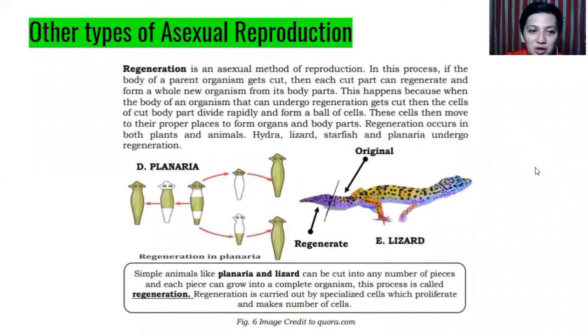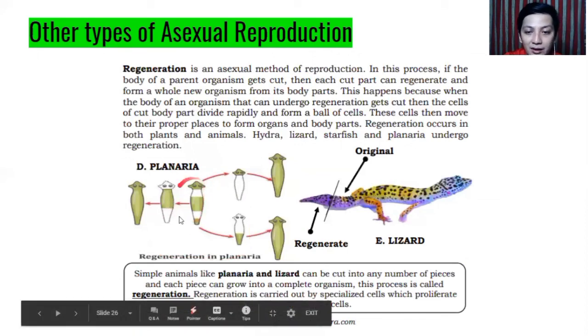This happens because when the body of an organism that can undergo regeneration gets cut, the cells of the cut body part divide rapidly and form a ball of cells. So these cells then move to their proper places to form organs and body parts. Regeneration occurs in both plants and animals. We have hydra, lizards, starfish or sea star, and planaria that undergo regeneration. So this is an example of planaria. As you can see, the regenerated part now is the new individual or organism.